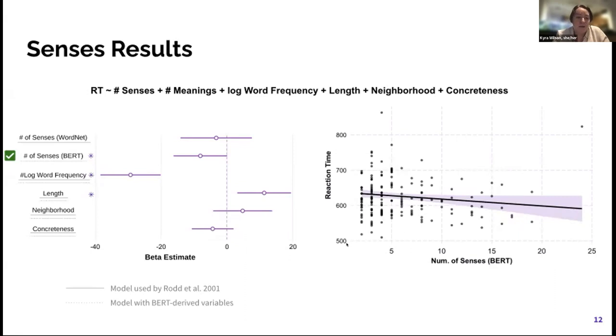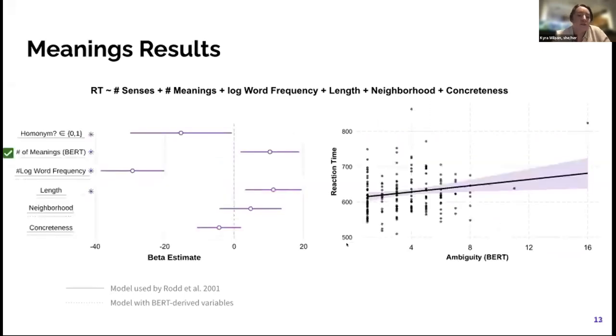However, when we tried to replicate their experiment using the number of senses from WordNet, we did not find a significant effect, despite this being reported in the original experiment. And then we also see a similar pattern for the number of meanings. The number of meanings as derived from the contextualized embeddings significantly predicts the reaction time, and it's inhibitory, meaning that having more meanings slows down your reaction time. This was, again, the same result that Rodd reported in their original study.